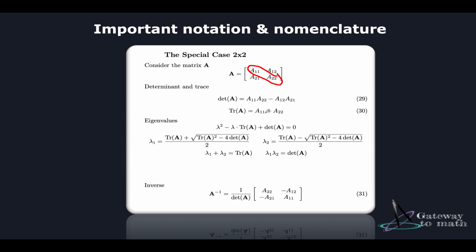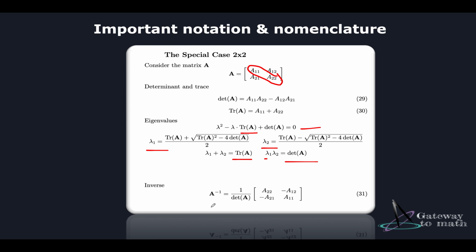Eigenvalues will be nothing but quadratic formula. So it will be lambda square minus lambda times trace of A plus determinant of A, which will be equated with a 0. And the eigenvalues will be lambda 1 equals trace of A plus under root of trace of A whole squared minus 4 times determinant of A, upon 2, and lambda 2 will be equal to trace of A minus under root of trace of A whole square minus 4 times determinant of A, upon 2. Lambda 1 plus lambda 2 equals trace of A, and lambda 1 times lambda 2 equals determinant of A.